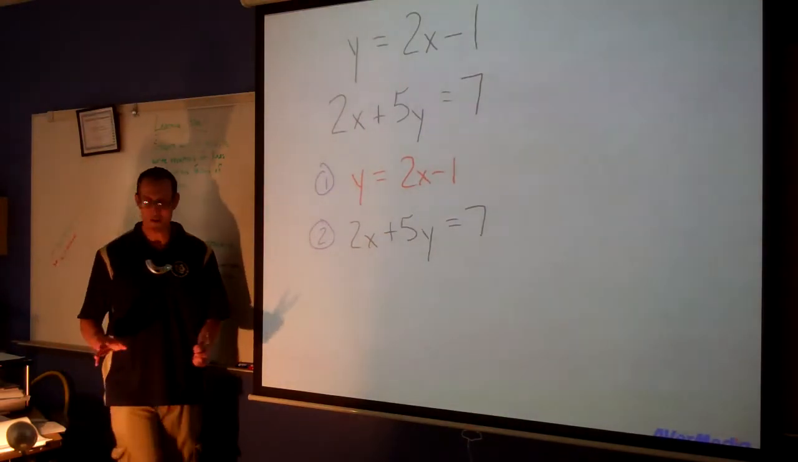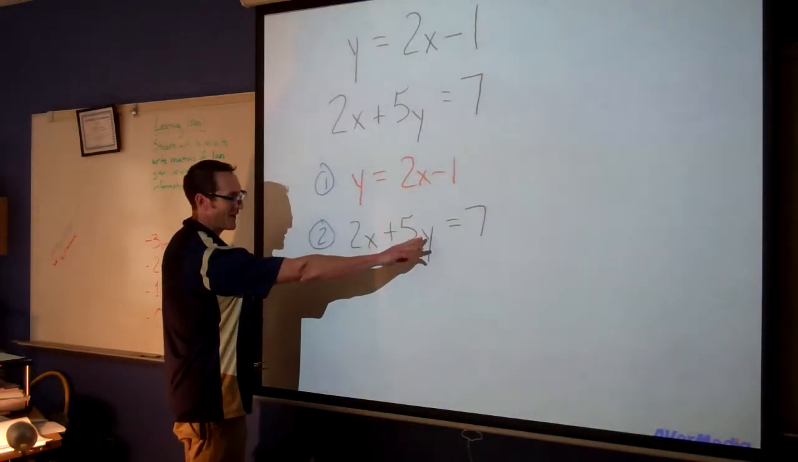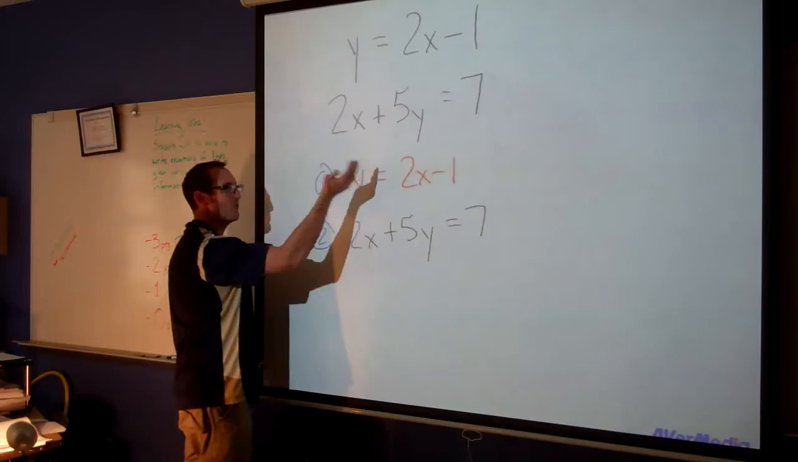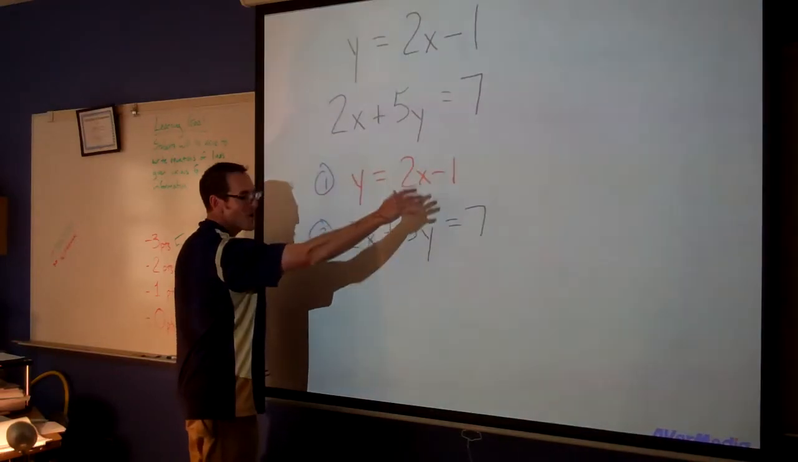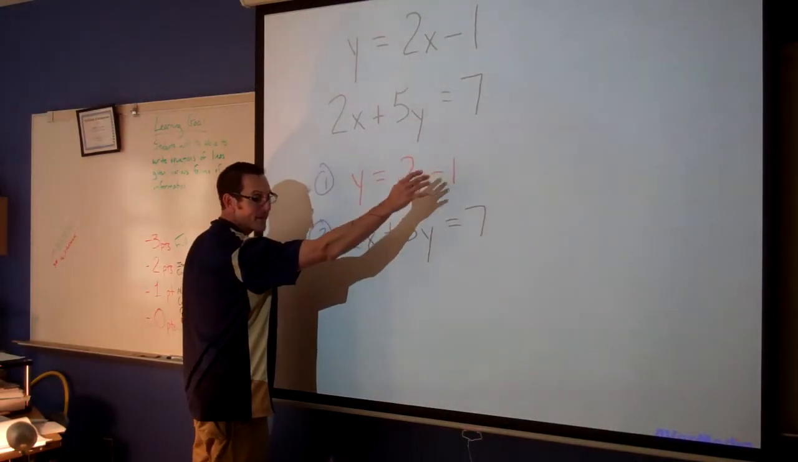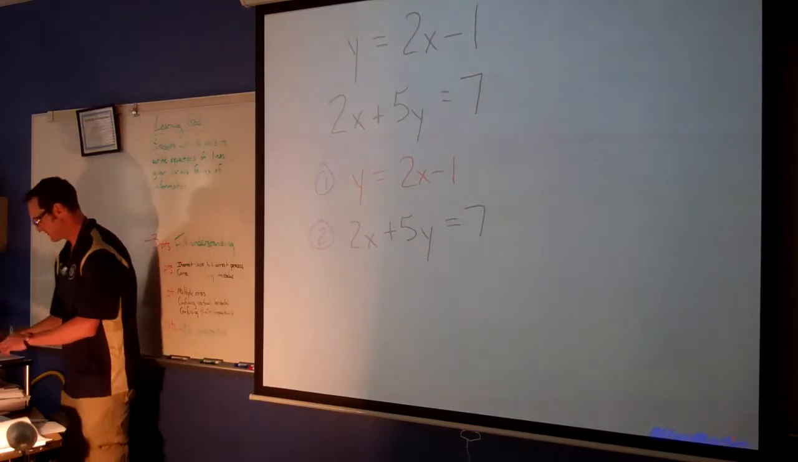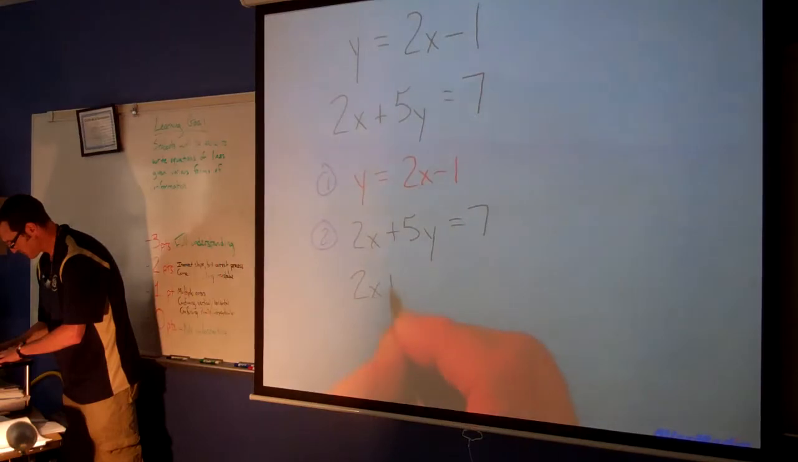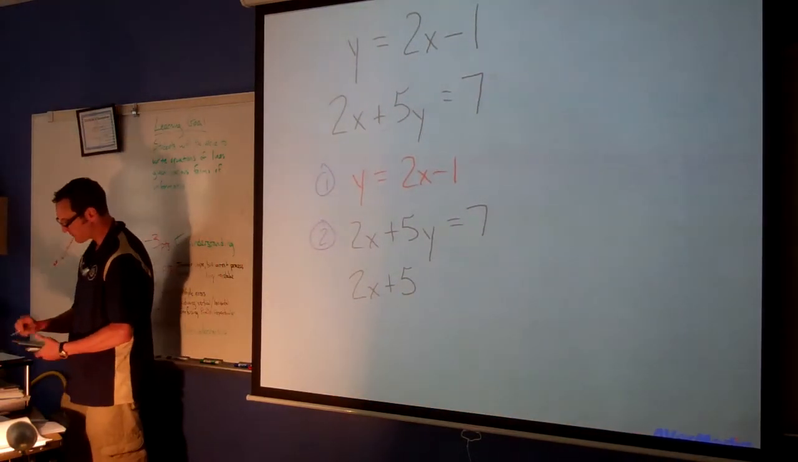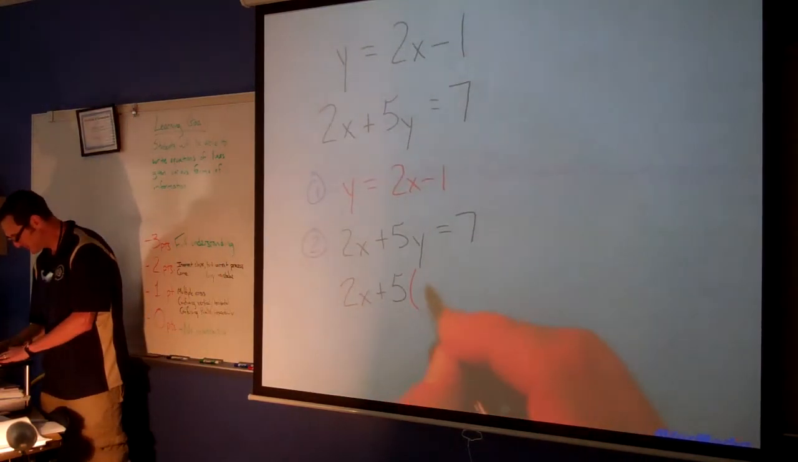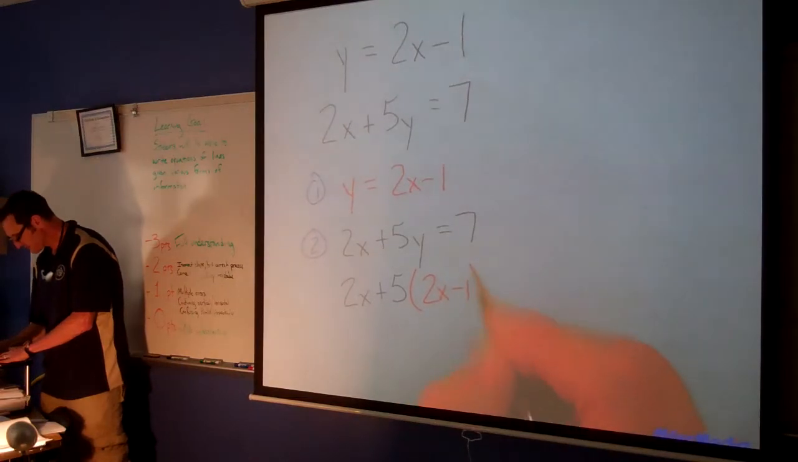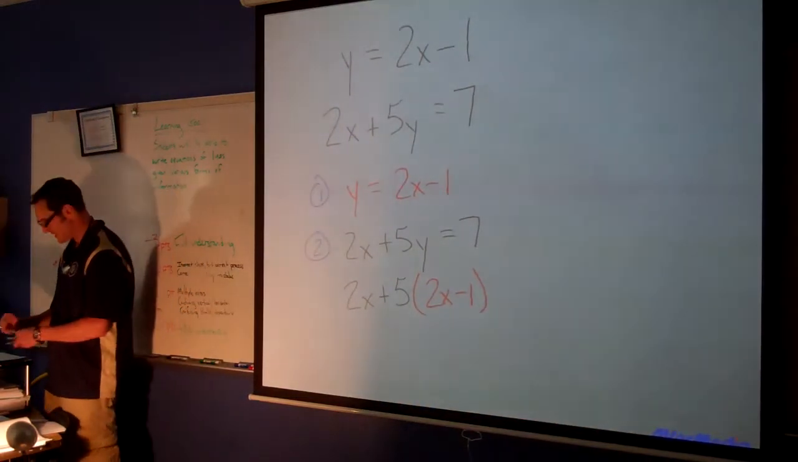So we have this other equation that we're dealing with. This is our y. However, y equals 2x minus 1. We're going to take that 2x minus 1 and put it in for y. Let's do that, and let's see what it looks like. So the 2x plus 5 stays there. However, y is 2x minus 1. Look at that crazy substitution piece.